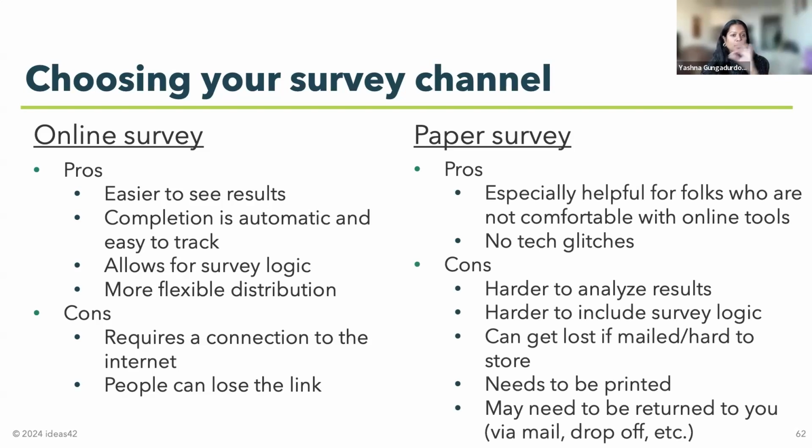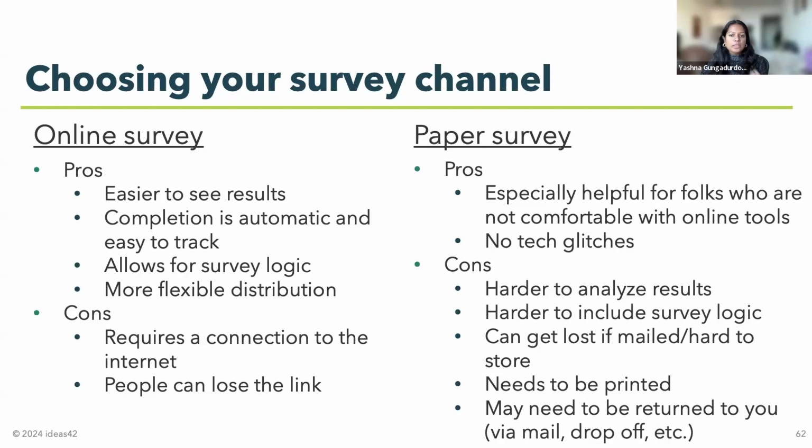You could potentially say on paper, if you respond XYZ, then skip to whichever other section, but you cannot really have control over whether the clients will fully understand that and actually do it. It can get lost if it's mailed, and it can be hard to store as well. You need to think about having to print all the paper surveys. And then if you are sending it out to people, you'll also need to think about clients having to return it to you and make that as easy of a process as possible. So sometimes your choice of channel might happen automatically based on your requirements.